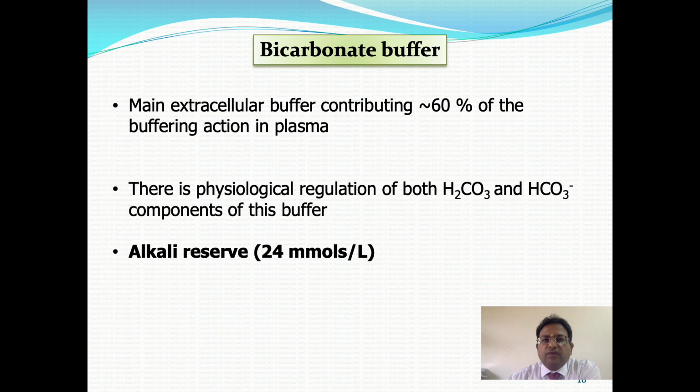So let's further explore these buffers. First of all is the bicarbonate buffer. This is the main extracellular buffer, contributing around 60% of the buffering action in plasma. There is physiological regulation of both the carbonic acid and bicarbonate components of this buffer. And as we know, the alkali reserve, the bicarbonate level, is around 24 mmol per liter.